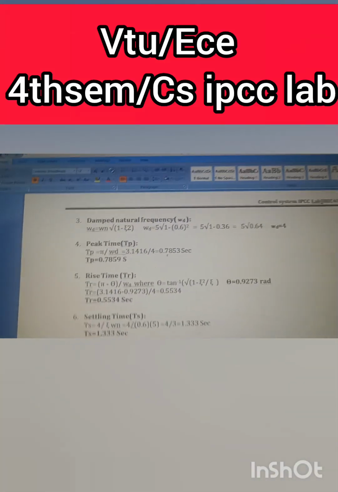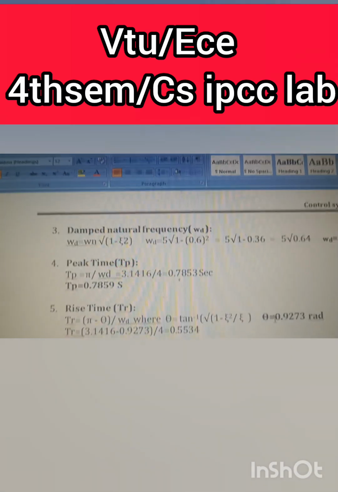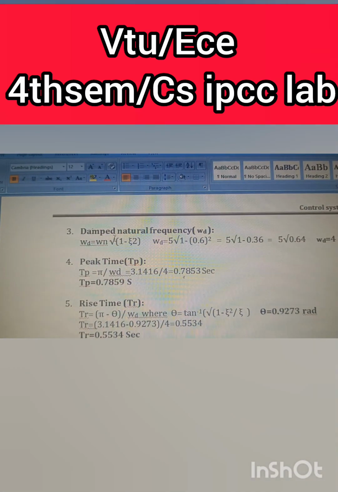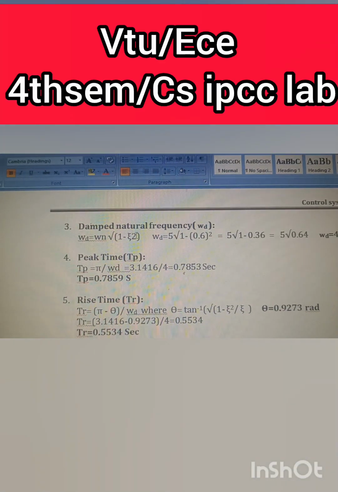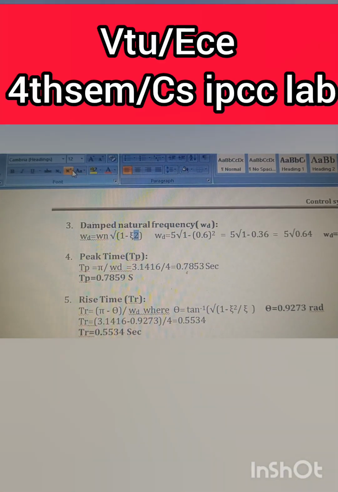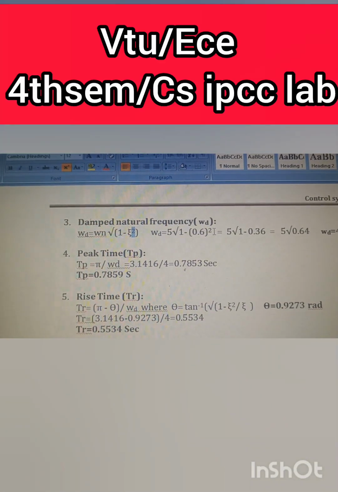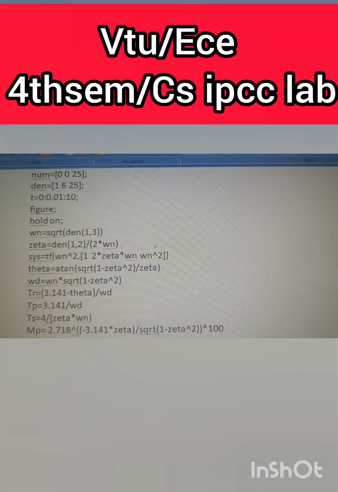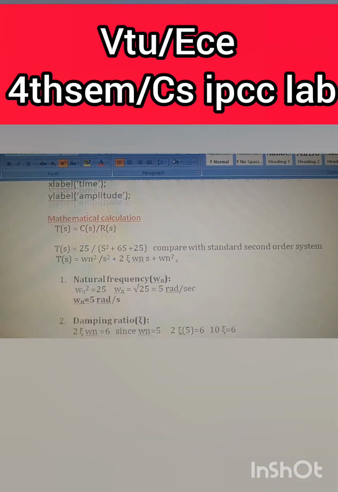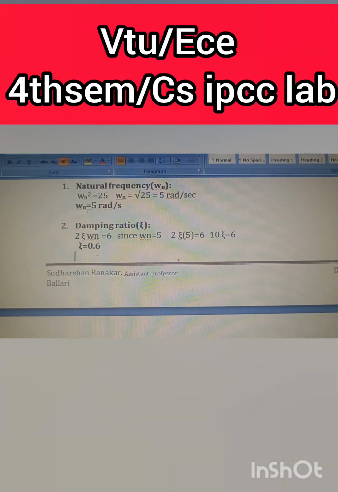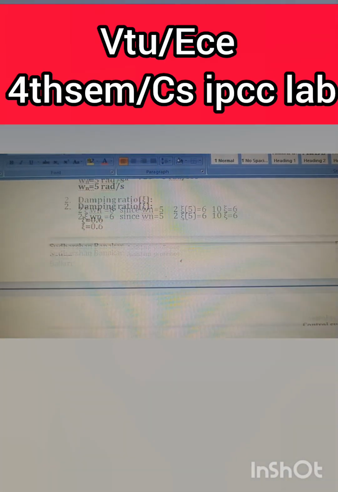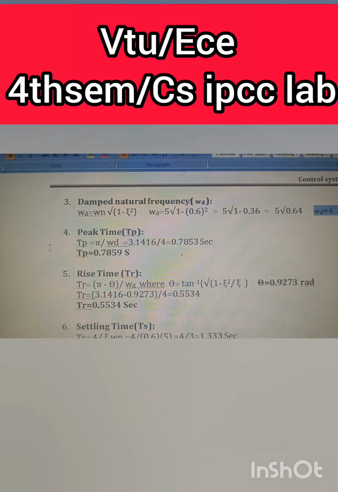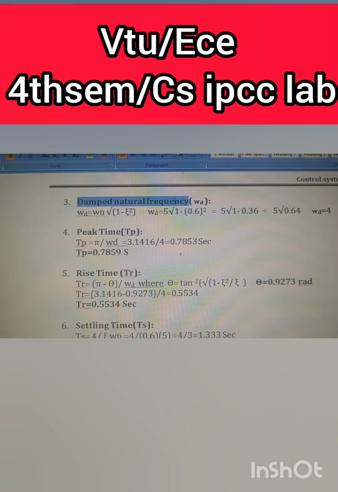Then the damped natural frequency can be calculated as omega d. So omega d equals omega n times the square root of 1 minus zeta square. Since you know the zeta value, start substituting. If I substitute 0.6, which I got from the previous stage, you are going to get omega d as 4. That is, omega d means the damped natural frequency.